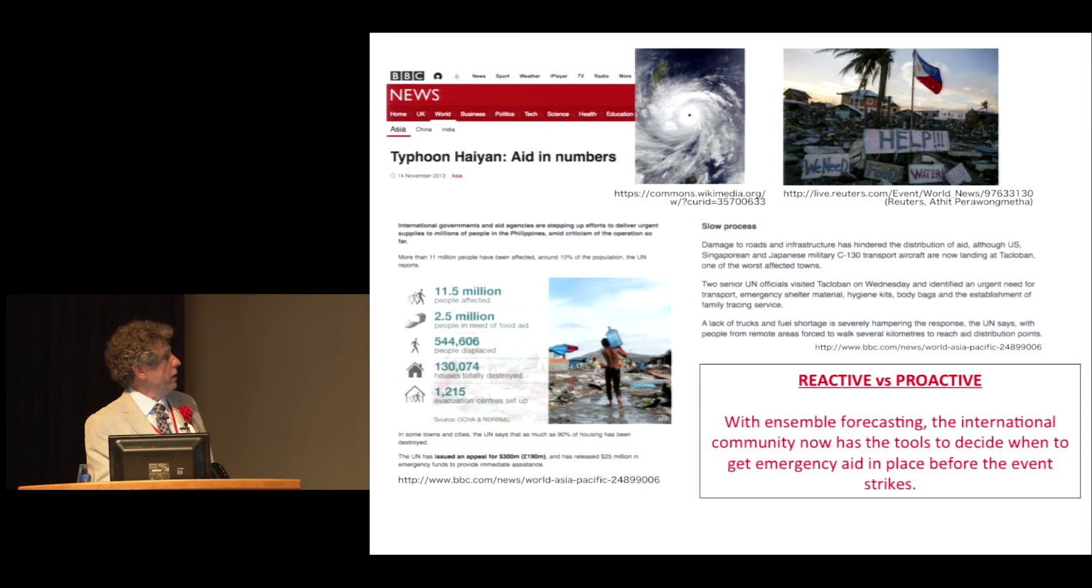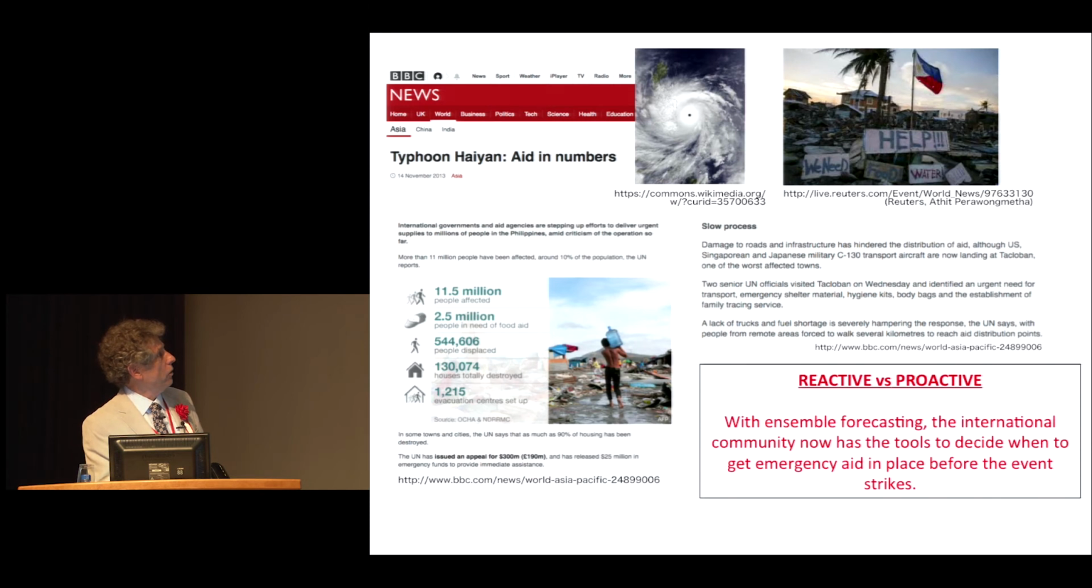Two senior UN officials visited Tacloban and identified an urgent need for transport, for emergency shelter material, for hygiene kits, for body bags, for establishment of family tracing services. A lack of trucks and a fuel shortage is severely hampering the response.